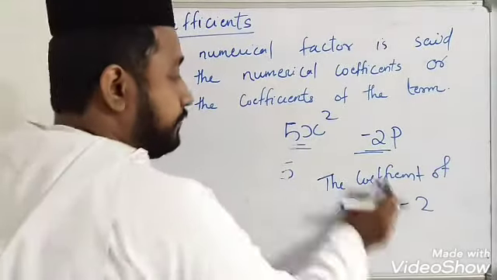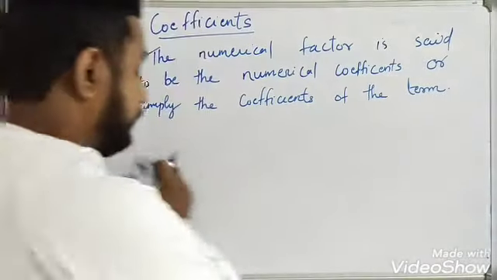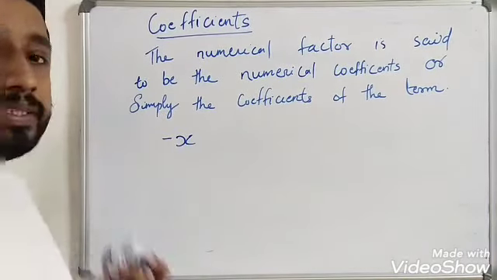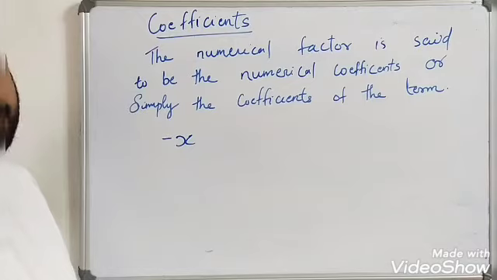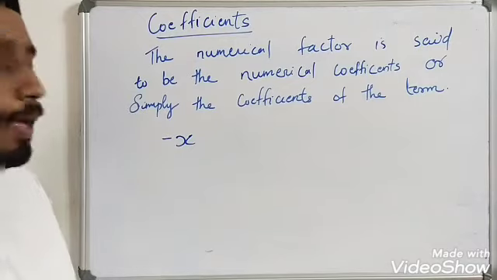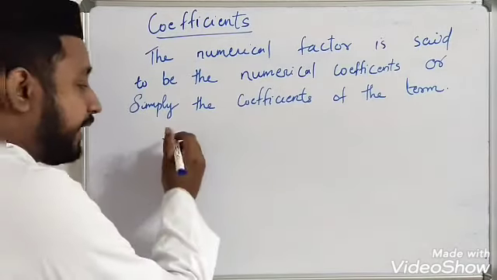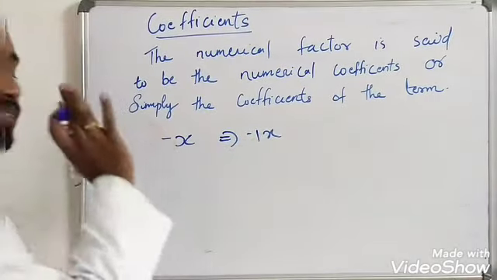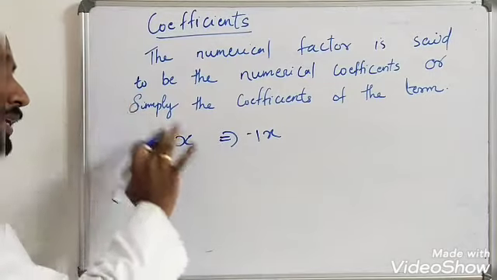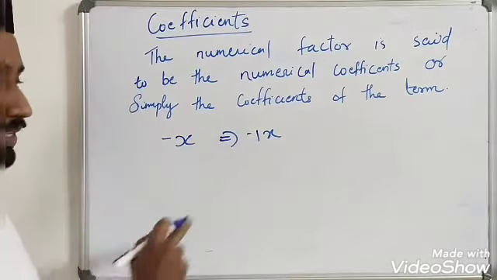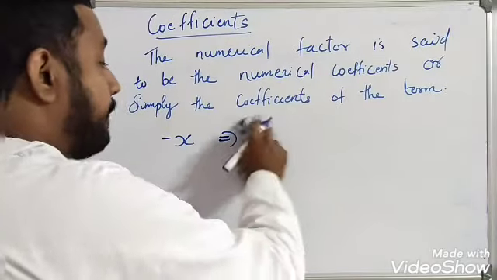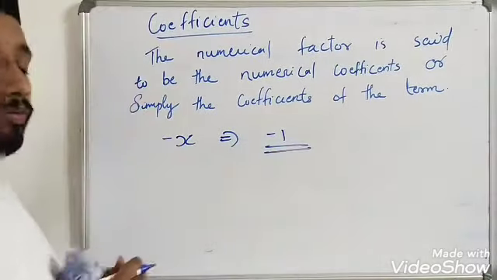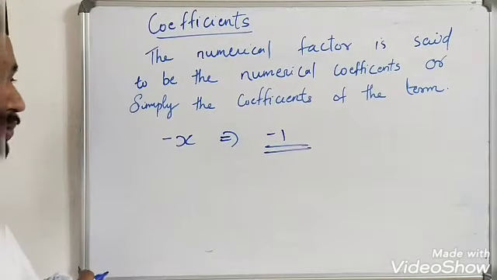Another example, minus x. What is the coefficient of x? Here minus x means minus 1x. Actually it is minus 1x. If there is no number, we count it as 1x. So the coefficient of minus x is minus 1.